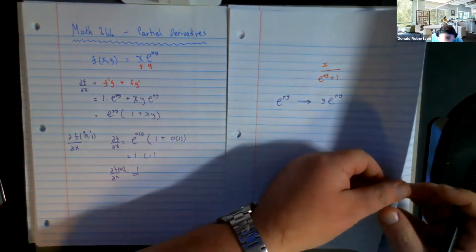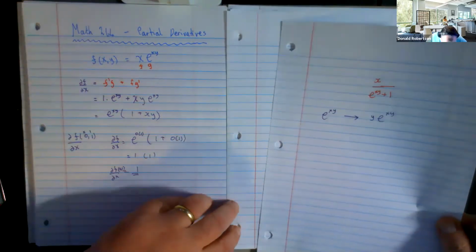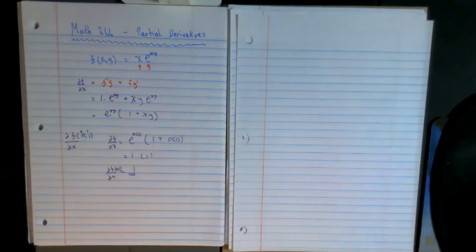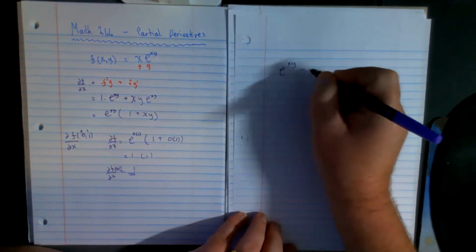Let's move up the food chain and look at calculating some weirder derivatives. So how about this one? Oops, try that again. So when you take the derivative of e to the xy with respect to x, the y drops down because it's viewed as a constant, not a variable, but just a number.